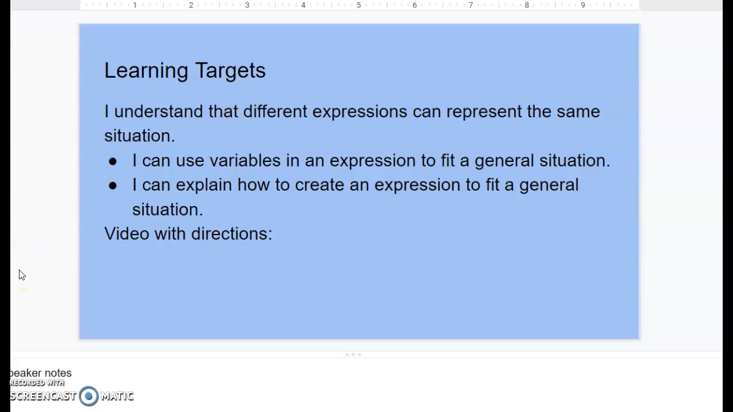Here's a look at today's assignment. The learning targets are, I understand that different expressions can represent the same situation. I can use variables in an expression to fit a general situation, and I can explain how to create an expression to fit a general situation.